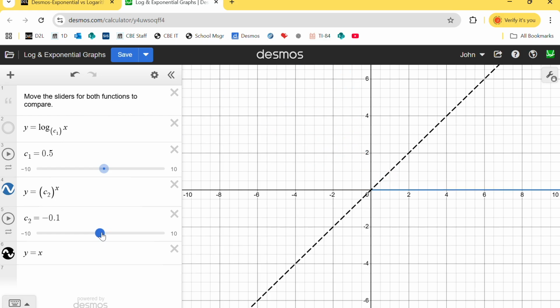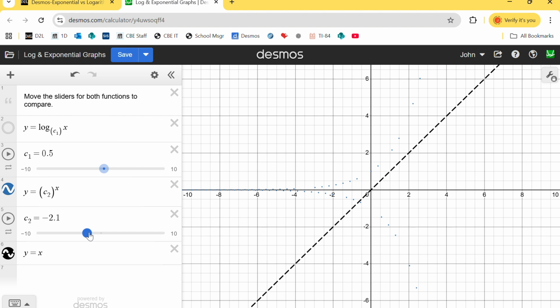But what happens when c goes negative? We get that weird effect. Remember this? When the base is negative, we have dots on the positive side and dots on the negative side. What that tells you is that when there's an even number exponent, the dots are on the positive y side. When there's an odd number exponent, then the dots are on the negative y side. So that's why you have that weirdness.